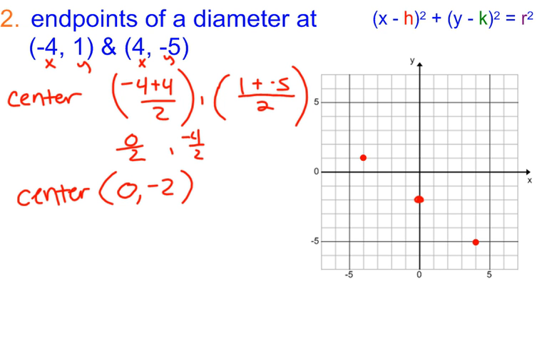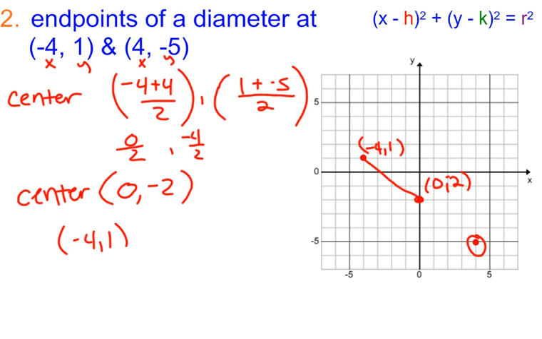The other thing I need to find, to write the equation, is my radius. My radius is going to be this value right here, how far away they are from each other. So hopefully you recognize that to find my radius I would use a distance formula. I would use the ordered pairs (0, negative 2) and (negative 4, 1), or I could choose this ordered pair if that's what I would prefer. It doesn't matter which one you pick, but you're going to find the distance between them.